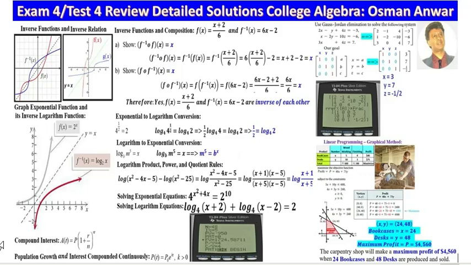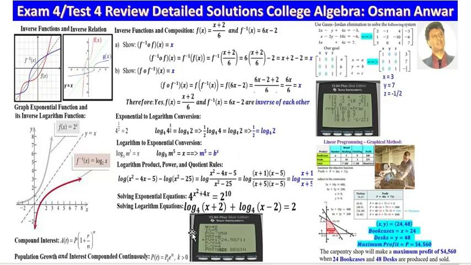Then we're going to show some applications of exponential and logarithm functions, such as compound interest, which is A equals P times 1 plus r over n to the nt, and population growth and interest compounded continuously, which is P of t equals P naught e to the kt, where k is greater than 0.